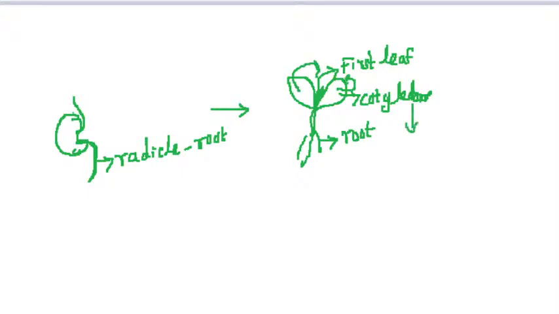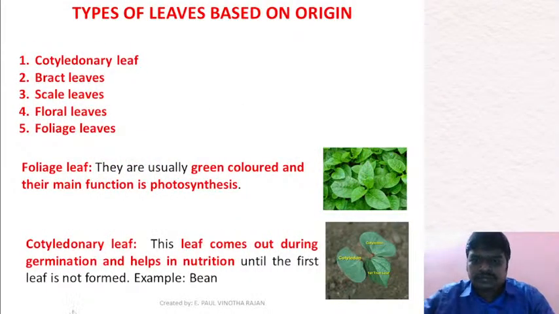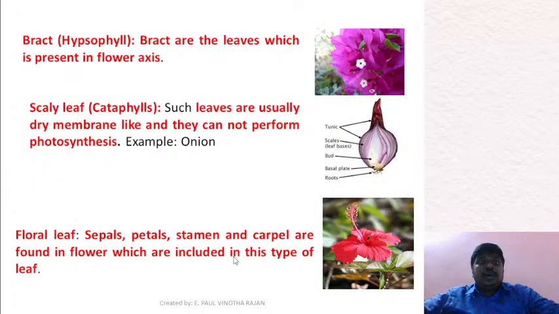The cotyledons provide nutrients for the growing leaves. Such leaves are called cotyledonary leaf. Cotyledonary leaf. Next is bract.